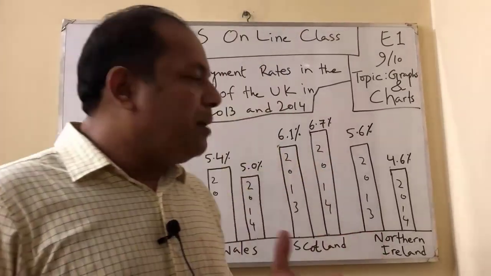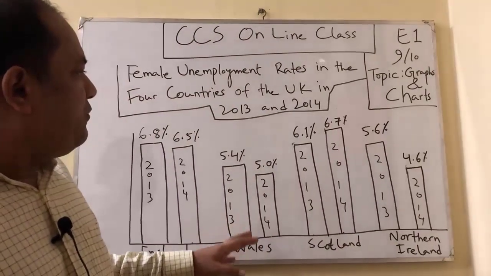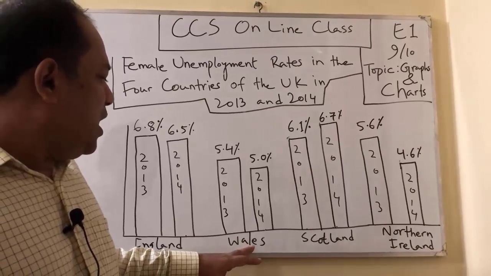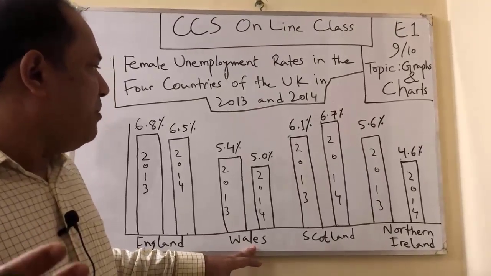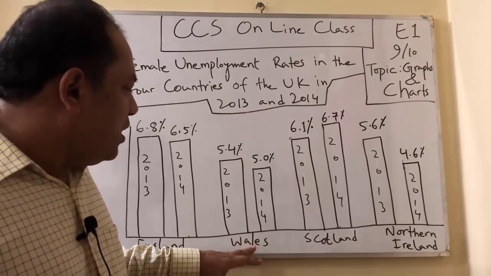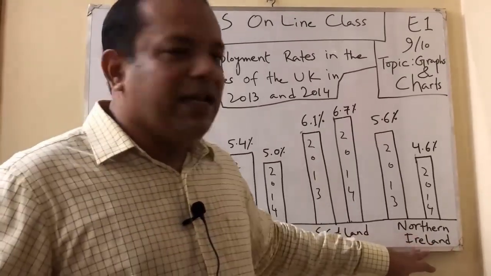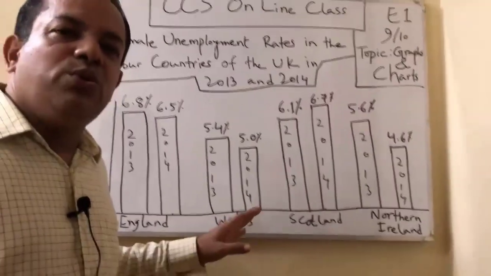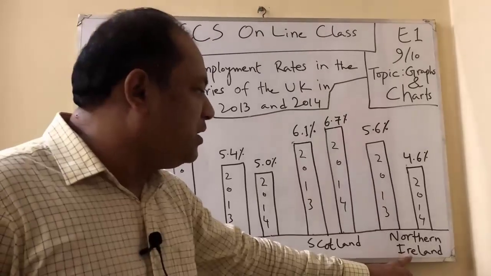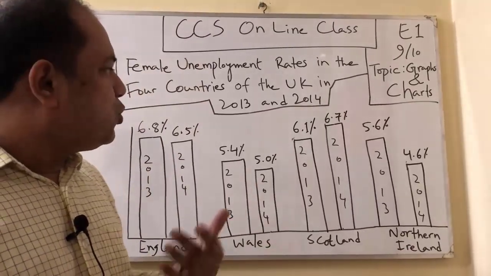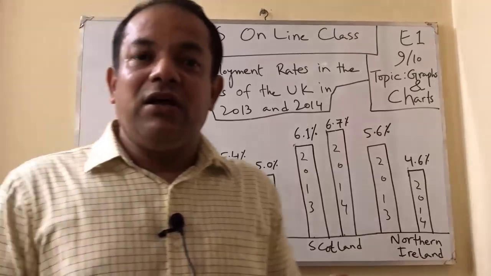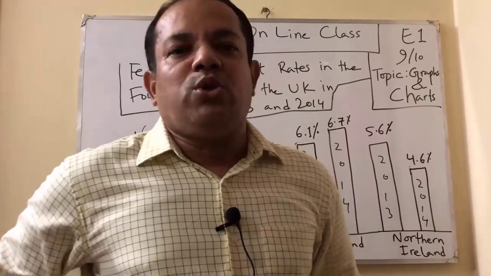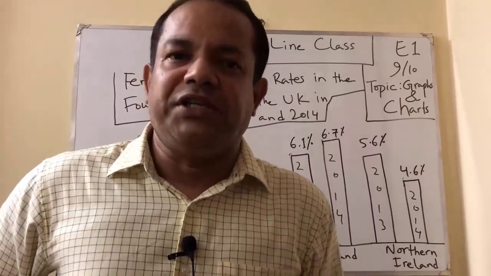In fact, we see that among the four countries, 2 countries actually saw a decrease in their female unemployment rate, which are Wales and Northern Ireland. So among the 4 countries, Wales and Northern Ireland saw a decrease in their female unemployment rates. Okay, so now let us come to a conclusion on how we can develop our ideas in bar chart writing.